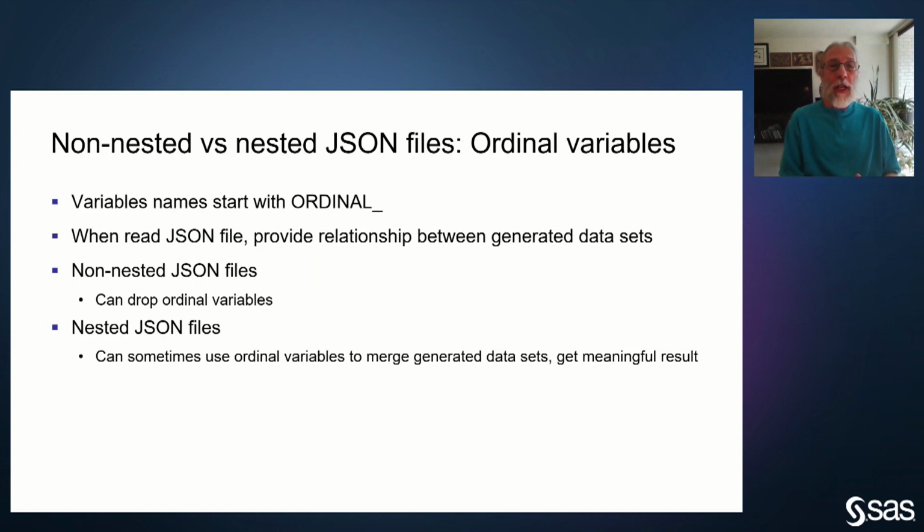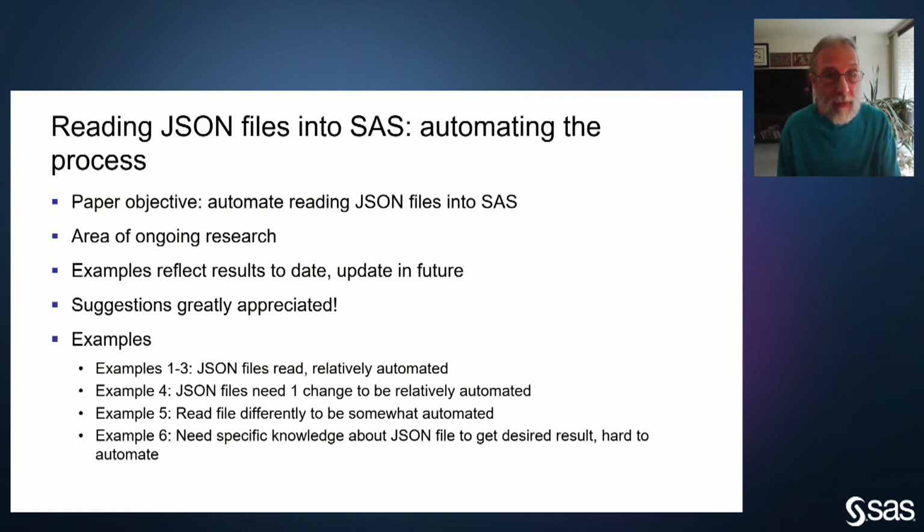Okay, one of the other things to know is that when we copy JSON files into SAS data sets, they will create variables called ordinal variables that provide relationships between the generated data sets. With the non-nested files, we can probably not worry about them, but with nested files, we'll want to use them possibly to merge data sets and get a meaningful result. We'll see that by example.